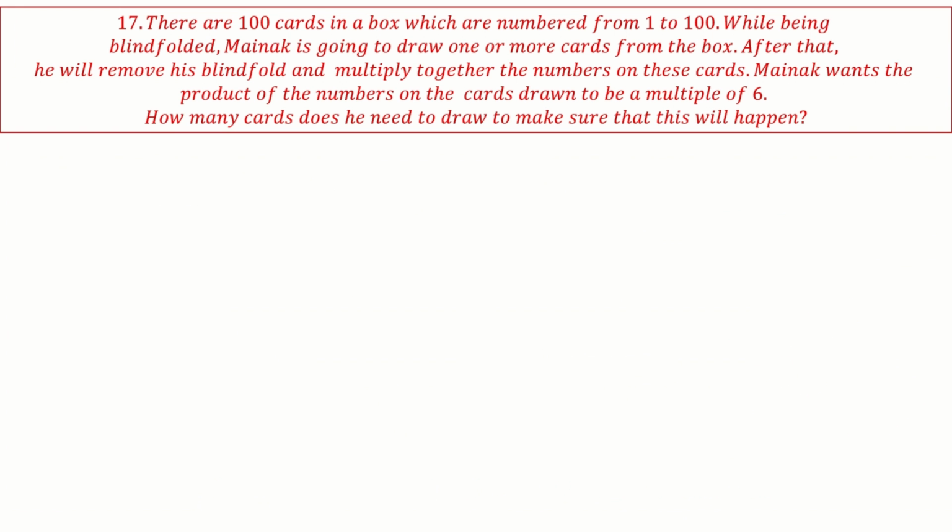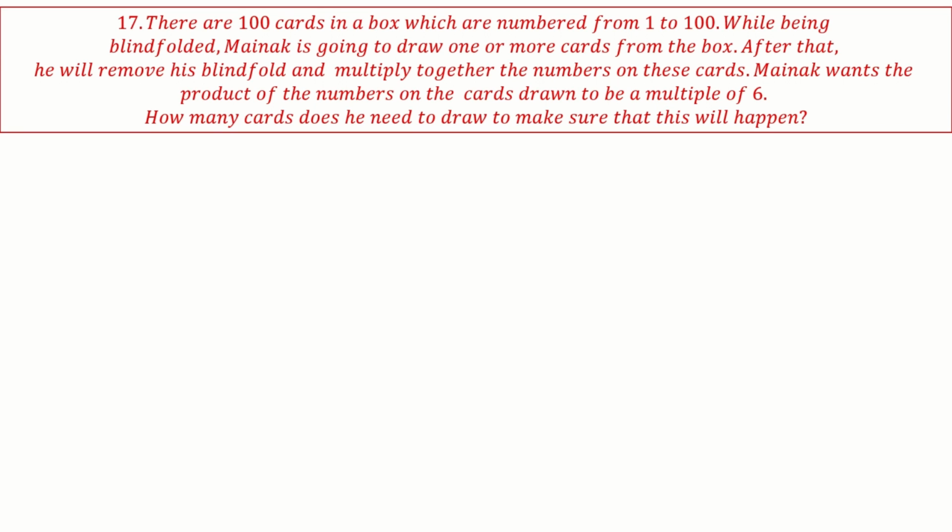Next. There are 100 cards in a box which are numbered from 1 to 100. While being blindfolded, Mainak is going to draw one or more cards from the box. After that, he will remove his blindfold and multiply together the numbers on these cards. Mainak wants the product of the numbers on the cards drawn to be a multiple of 6. How many cards does he need to draw to make sure that this will happen?